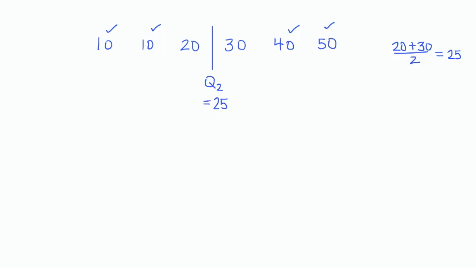Then when I look to each side of the data, again, I leave out this amount. So I'm only looking at 10, 10, and 20 and finding the middle of those, which is 10, and then repeat on the other side, and I have the exact middle there.